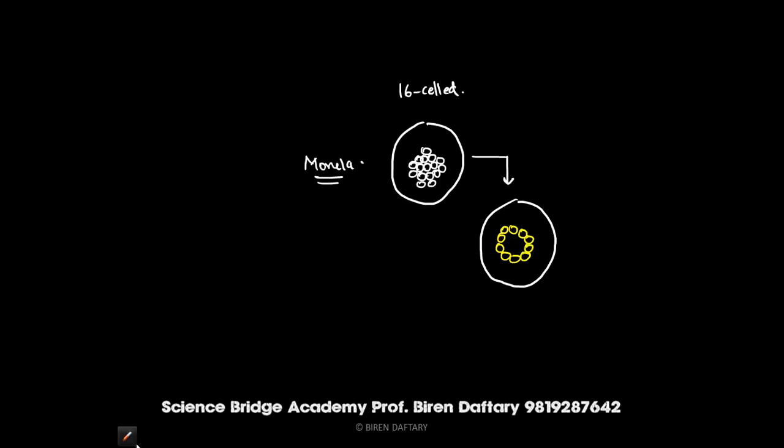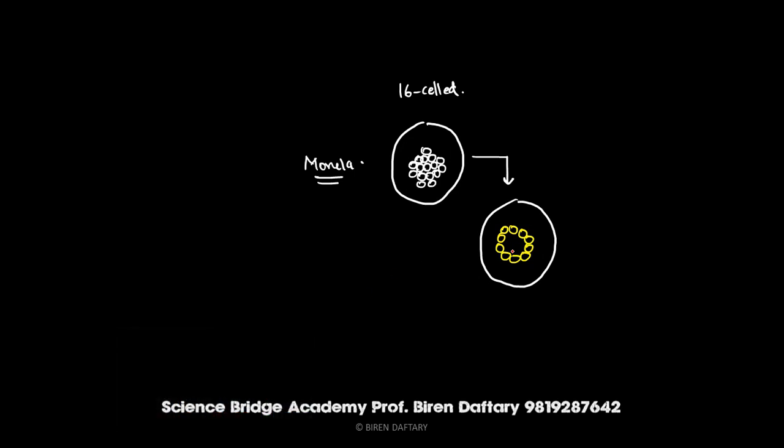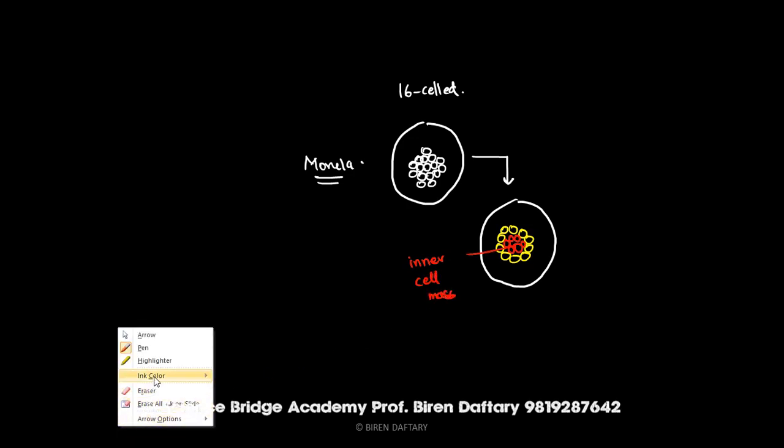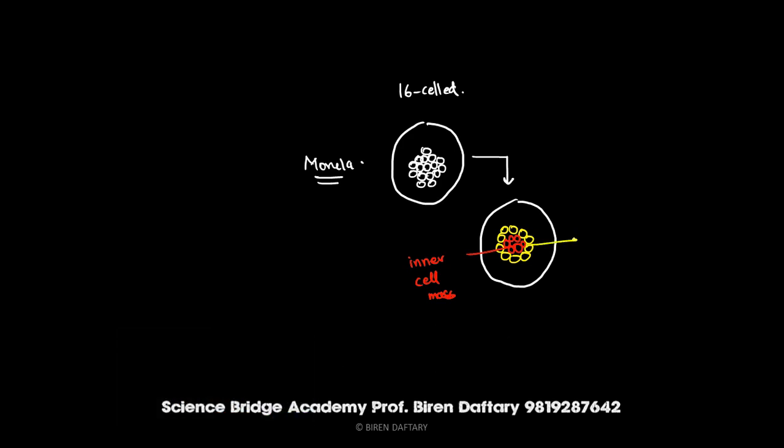So I've drawn 10 cells over here, and I'm going to draw 6 cells inside. So this inner layer of cells is also called the inner cell mass, and this outer layer of cells is called the outer layer. This is the zona pellucida.